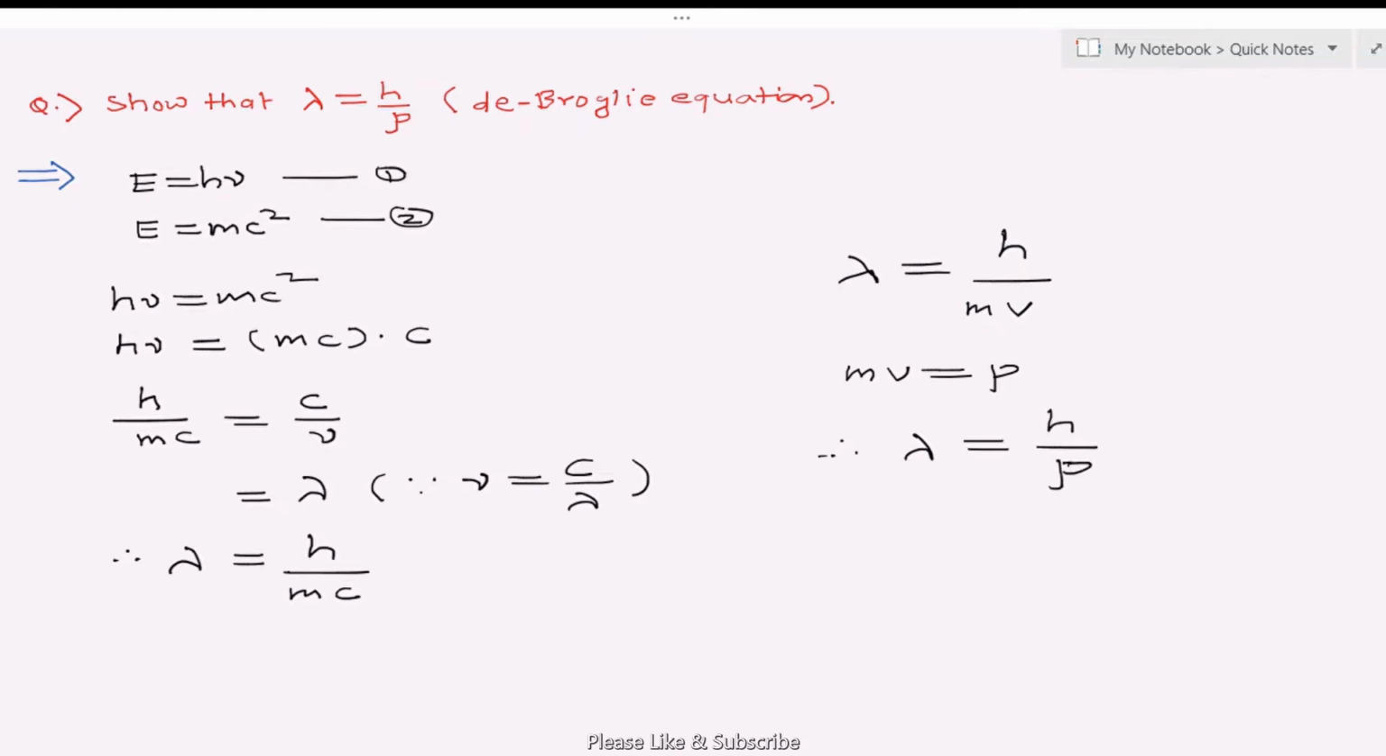So this expression is called as the de-Broglie equation. This is applicable to the microscopic particle. Microscopic, that means atom, ion, molecule, etc. It is not applicable to the macroscopic particle.